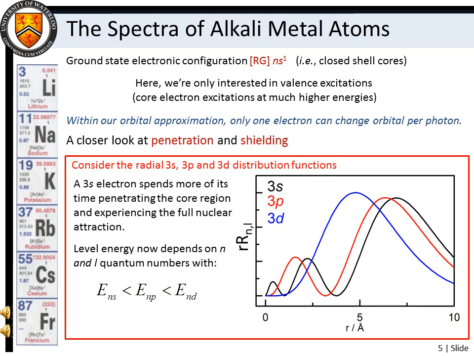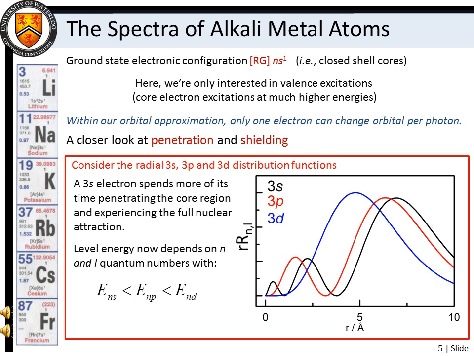Let's come back up a few levels of detail and take a look at the spectra of alkali metal atoms. These species have one more valence electron than their nearest in atomic number rare gas, and that single valence electron occupies an ns orbital. But why is it that the ns orbital is lower in energy than the np or nd orbitals?